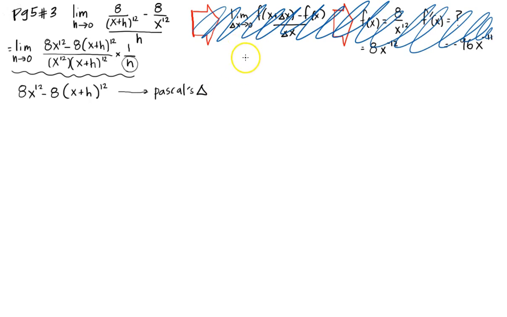Because as you remember, let's just pretend you do, but remember that the triangle, 1, 1, 1, 2, 1, 1, 3, 3, 1, and on and on and on, is also a code. It is a code of how to do binomial expansion. Because remember, this is nothing more than a binomial. Let me erase that, write that again. This is a binomial.